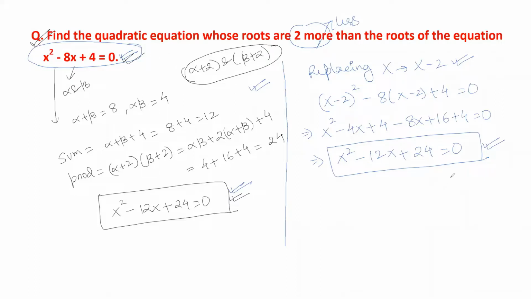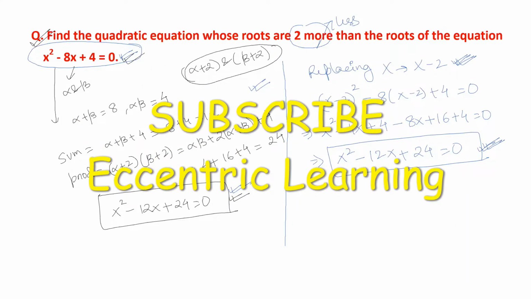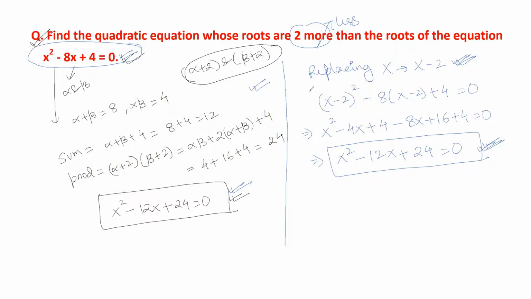Well, if you want to know the reason why by replacing x with x minus 2, we are getting the required equation, you can let me know in the comment box. I'll make a separate video on that, as it will be requiring more explanation to understand it clearly. But for the time being, you can simply remember that to solve such kind of question, we can simply replace x with x plus or minus 2 or whatever the number has been given to get the required quadratic equation.